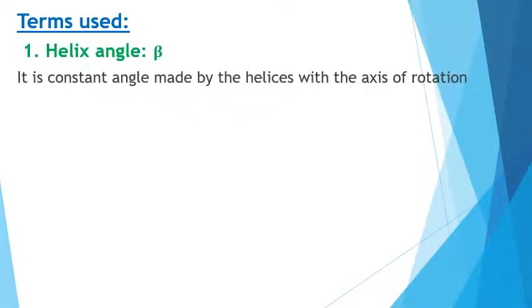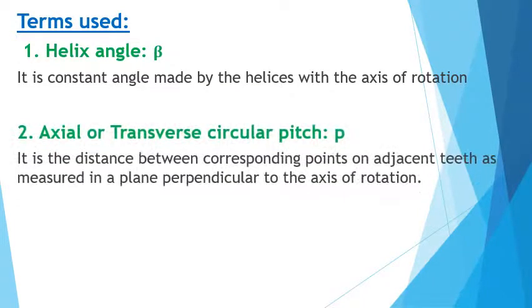The first one is the helix angle, as we have seen in the figure, indicated by beta. It is nothing but the constant angle made by the helix with the axis of rotation. Then we have the axial pitch, also called the transverse circular pitch, denoted by small p. It is the distance between corresponding points on adjacent teeth as measured in a plane perpendicular to the axis of rotation.